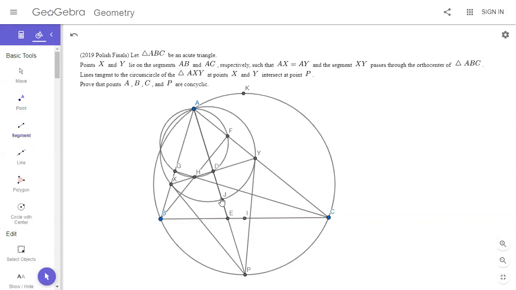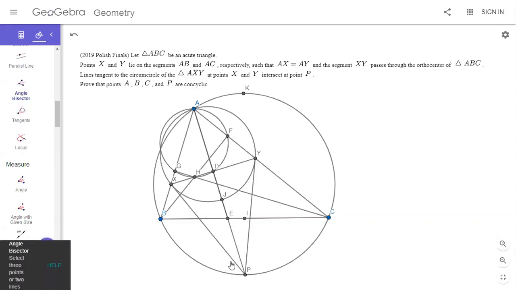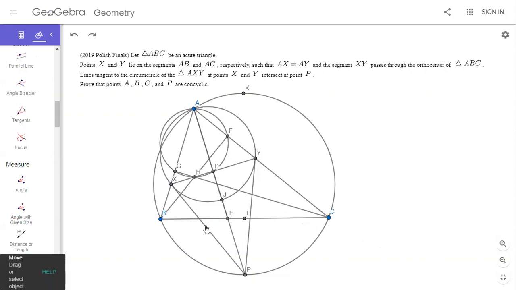So is J the in-center of triangle PXY? I think that might be true. Yeah, J is the in-center of triangle PXY. How do we show that? We know it lies on one of the angle bisectors, the angle bisector from P. But let's say we didn't already know that PX and PY were tangent. How would we show that?